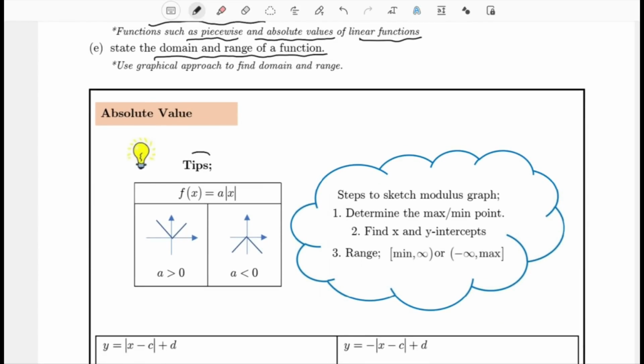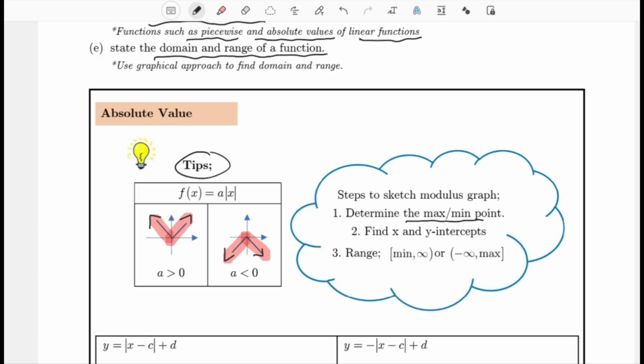So the tips. Okay, so if you have f(x) equals a modulus x, if your a is greater than 0, the graph is pointing upwards. So let's just highlight the shade. Pointing upwards. So if your a is less than 0, it's pointing downwards. Pointing upwards, pointing downwards. That's what I mean.